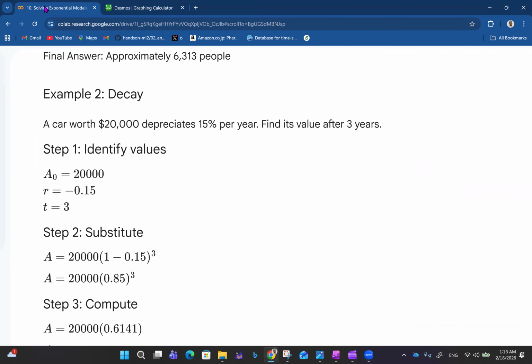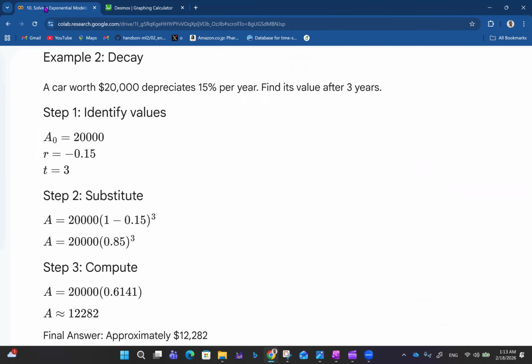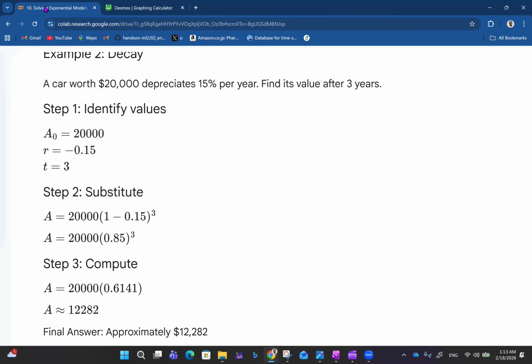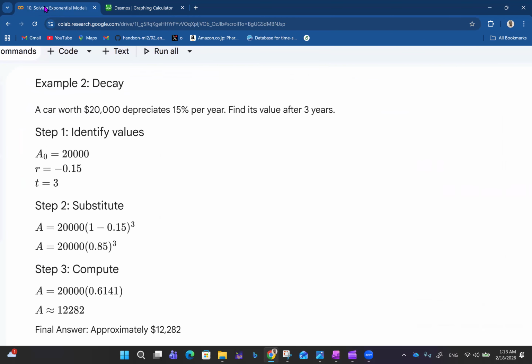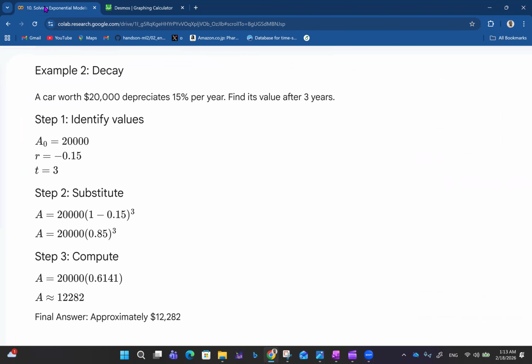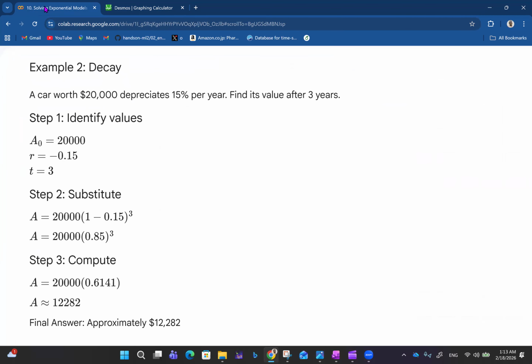For decay now, do you know what the difference is? It's all about the rate. So if the rate is positive, that's growth. If the rate is negative, that's decay. So it's basically the same formula, and the same rules apply. If the depreciation is consistent over a regular interval of time, then the same thing applies, except that now the rate is negative. So a car worth $20,000 depreciates 15% per year. Find its value after 3 years.